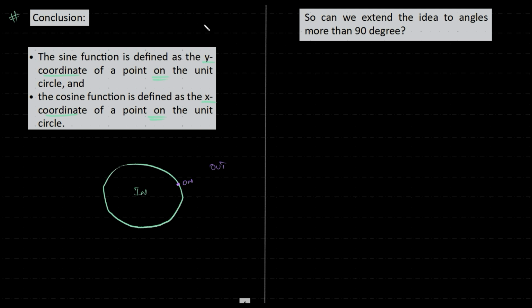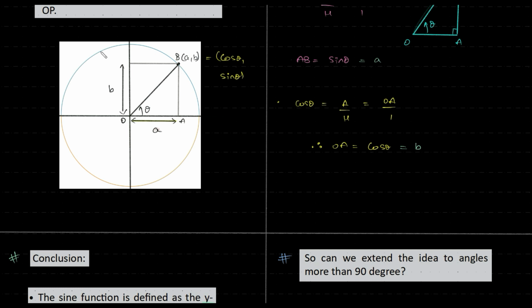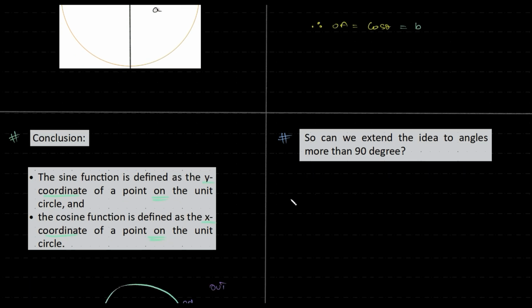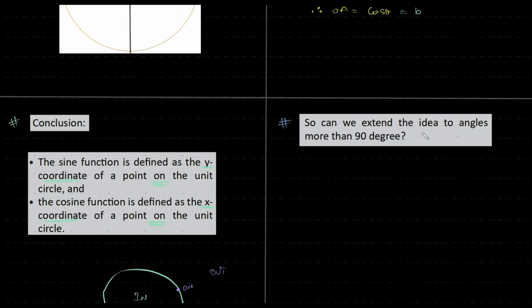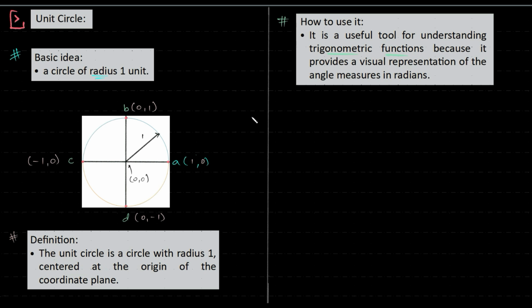Now, after all of this, I have a question for you guys. All this is good enough, but what about a scenario wherein we have an angle which is more than 90? If I have an angle more than 90, which the circle certainly can take, how will we handle such a situation? Can we extend the idea to angles more than 90 degrees? Can we relate the coordinates A, B to cos theta and sin theta? That's a question that we'll be addressing in the next video.